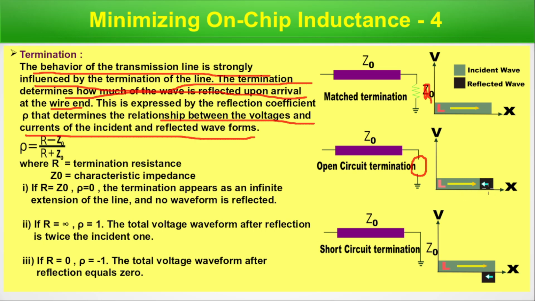So the total voltage waveform after reflection is twice the incident one. And if R is 0, that is short circuited, rho becomes minus 1. The total voltage waveform after reflection becomes 0. These are three typical cases. Now let's move to the next slide.